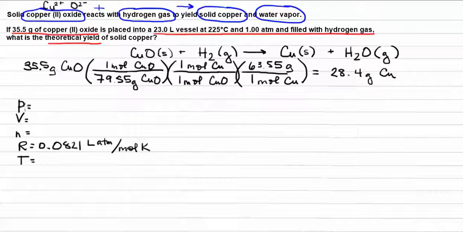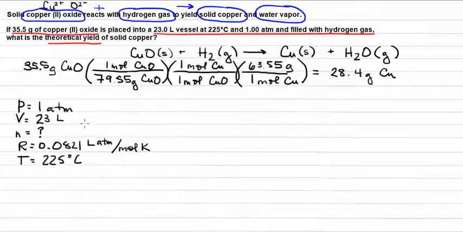Let's take a look and see. So I want to know what is the pressure of my gas. Well, we have 23 liters, that's the volume. 225 degrees Celsius, that's the temperature. 1 atmosphere is the pressure. We're trying to figure out the number of moles of hydrogen gas in this gas law equation.